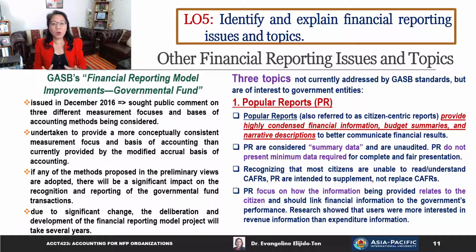Popular reports focus on how the information being provided relates to the citizen, and it links the financial information to the government's performance. There has been research conducted that shows that users were more interested in revenue information rather than expenditure information. And so most popular reports will be focusing on the revenue information.